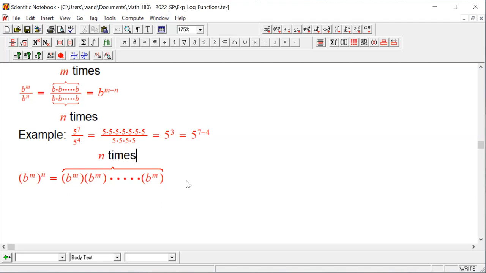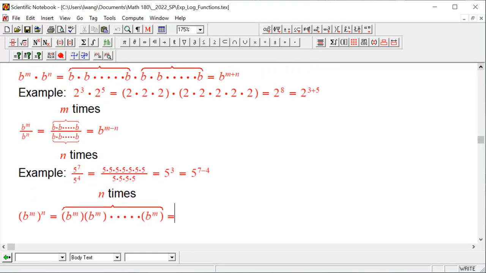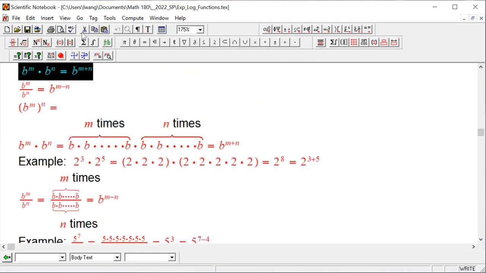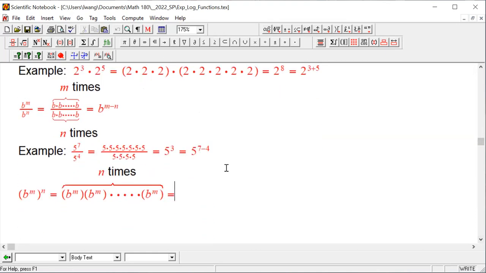N times. Okay, so what do we do next? We can just add up the m, right? Because from the first property we just derived, b to the power m multiplied by b to the power n, we can just add up the exponents. So we're going to add up the exponents, right? So we're going to have b raised to the power of what?